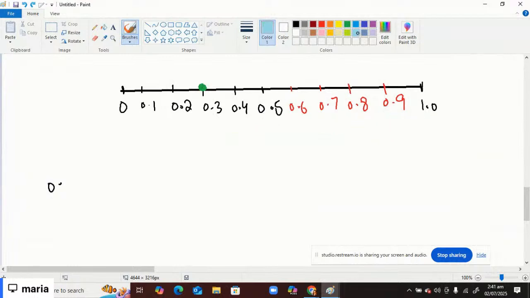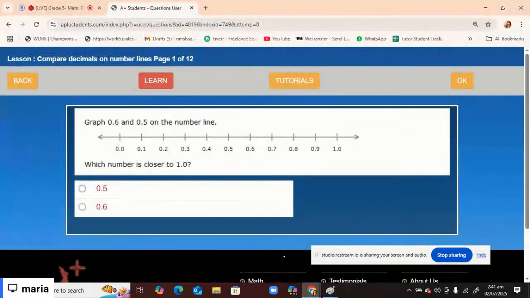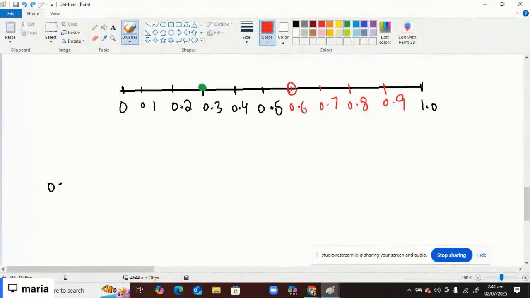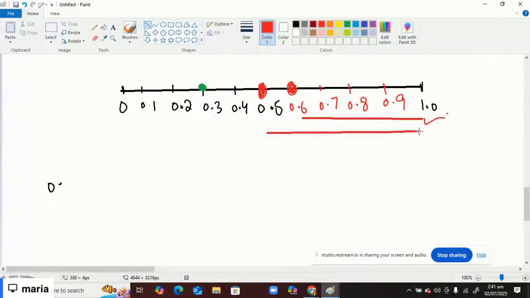Now check the two points. This is 0.6, that is 0.5. And they are asking which one is closer to 1.0. Look at here. Is it easier to move from this point or from that point? Obviously from 0.6 to 1.0. So we can say that 0.6 is a bit closer as compared to the other.